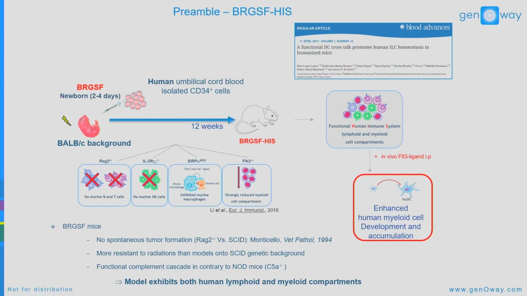Since we don't have a SCID mutation, mice could be irradiated because the DNA repair mechanism pathway is not affected. So you can basically apply standard of care to those mice. And the complement cascade is functional, which is not the case for any mice deriving from the NOD background, because NOD mice are C5a deficient.